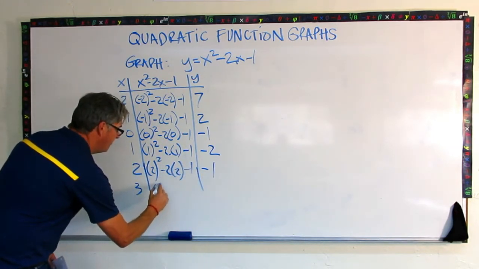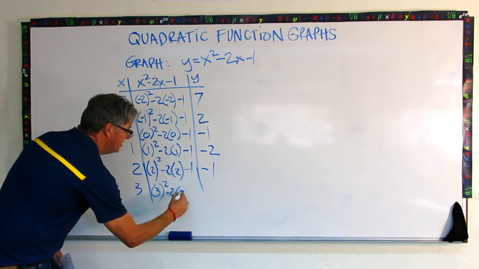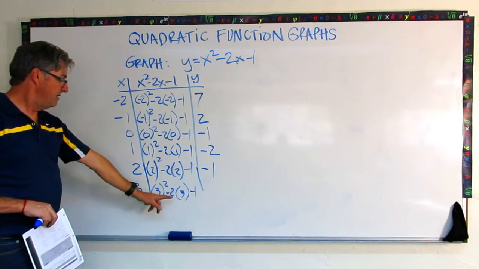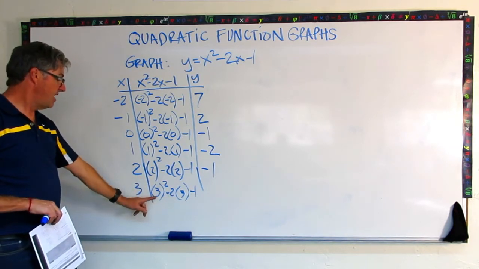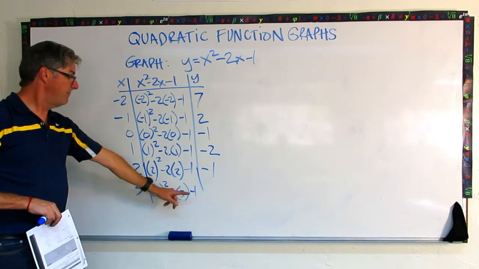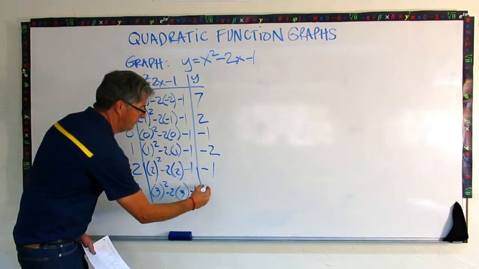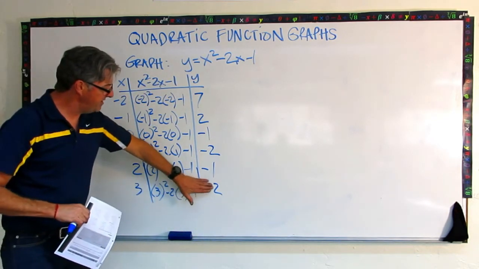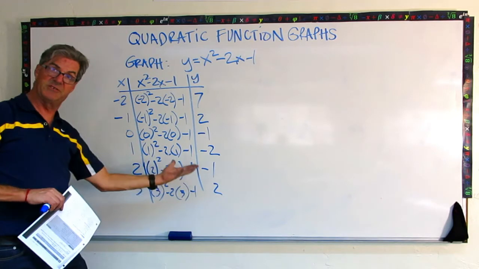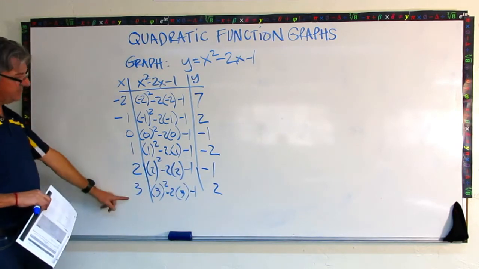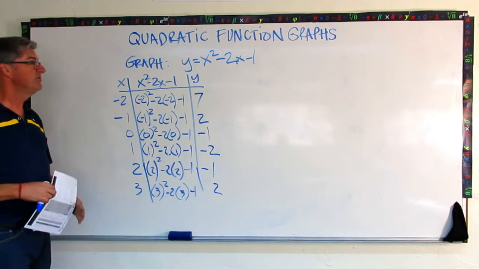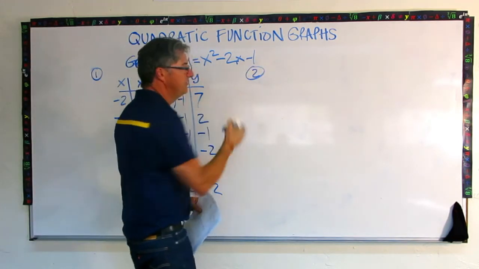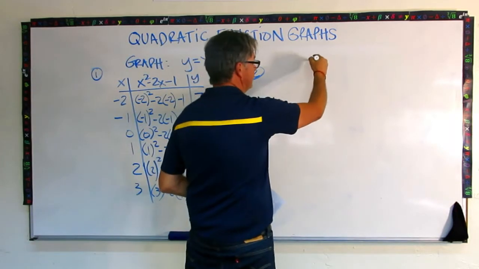This becomes 3 squared minus 2 times 3 minus 1. 3 squared is 9. This is minus 6. So 9 minus 6 is 3. Minus 1 is positive 2. So this makes sense. We continue to increase. Okay? So now I have 6 points. This should be enough to make my graph. So this was step 1, T-chart. Step 2 is graph. So what I'm going to do is make and scale my axes.